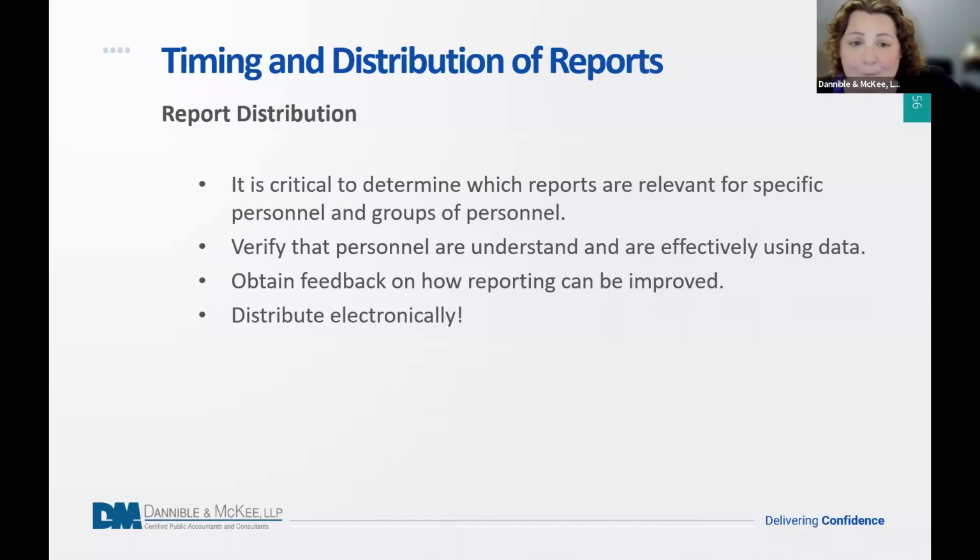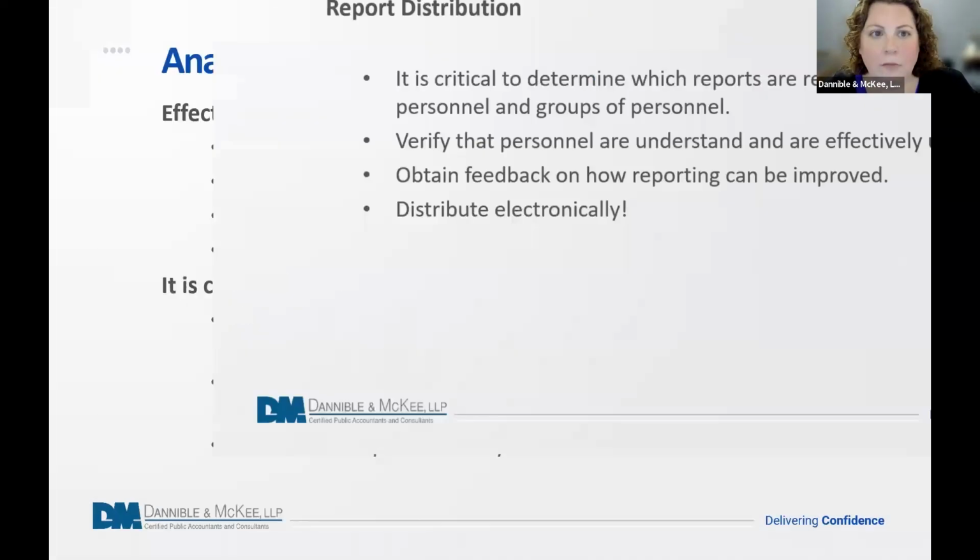So the second to last thing on this is that you need to obtain feedback. What do they want to see? Ask them. What would be helpful for them to see every month? Ask. And then obviously distribute things electronically. That's pretty self-explanatory these days.